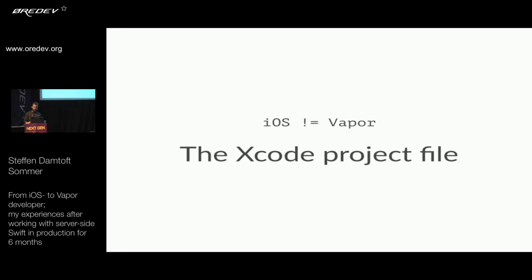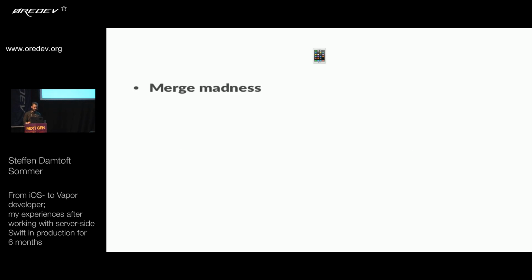The Xcode project file. On iOS, it can be merge madness, I would say. There are some tools that try to solve it. I haven't found a tool that just works all the time. Whereas on the server, you're not going to have to worry about it at all. We use the Swift package manager that generates the Xcode project file all the time, so we don't check in the Xcode project file. It's being regenerated all the time.